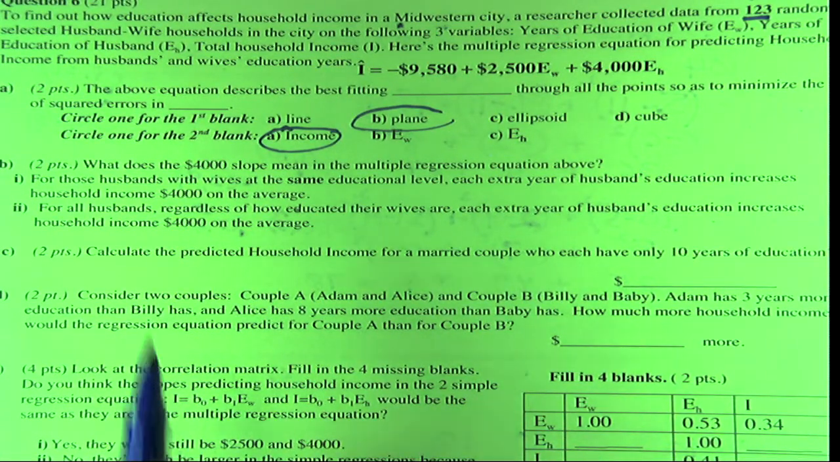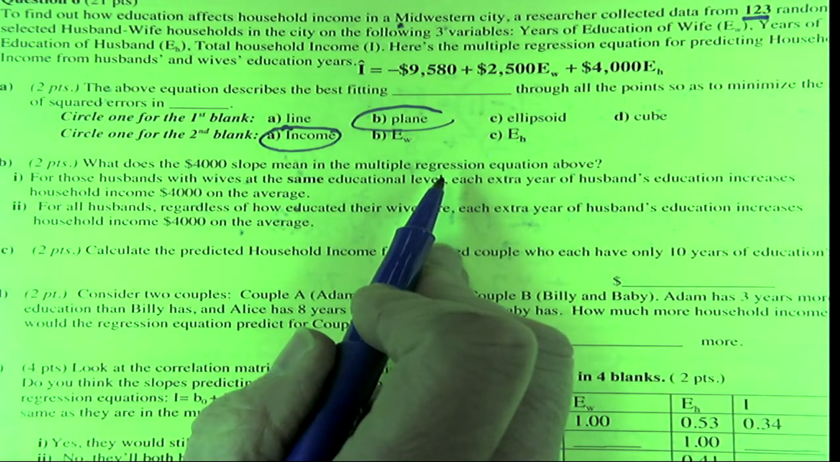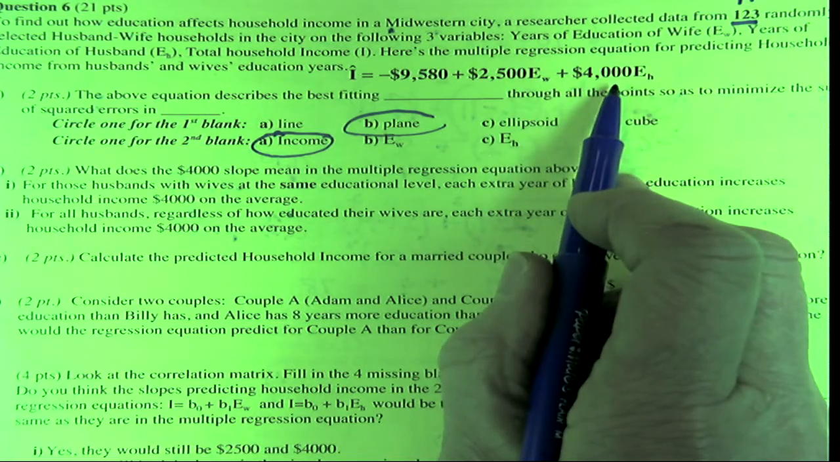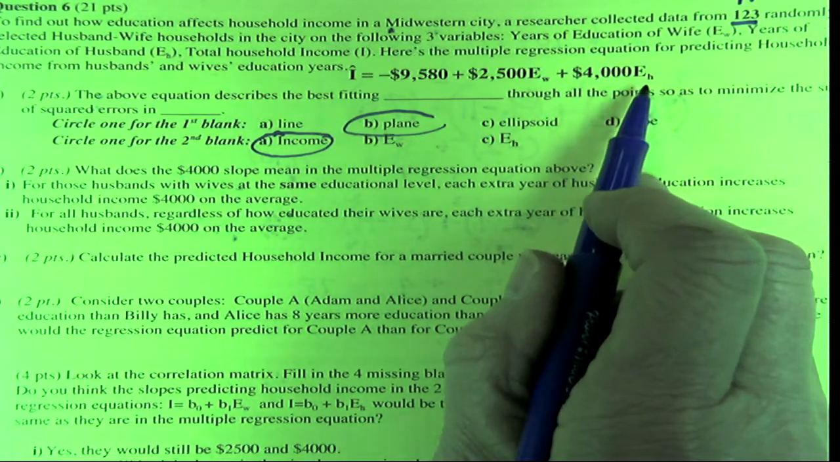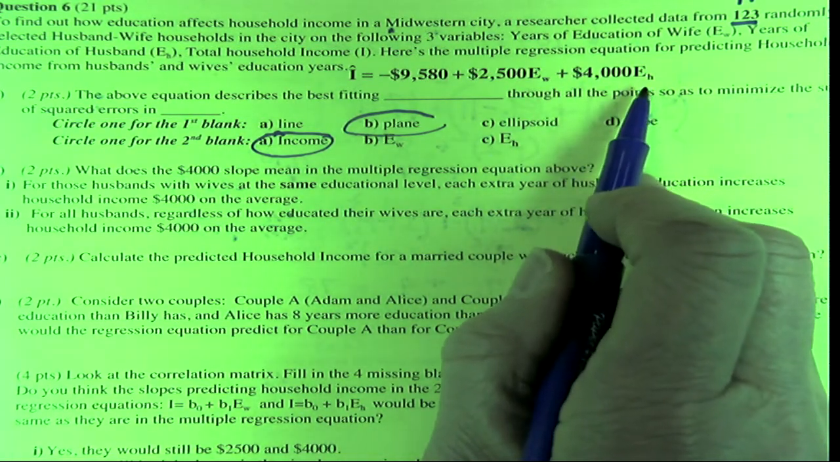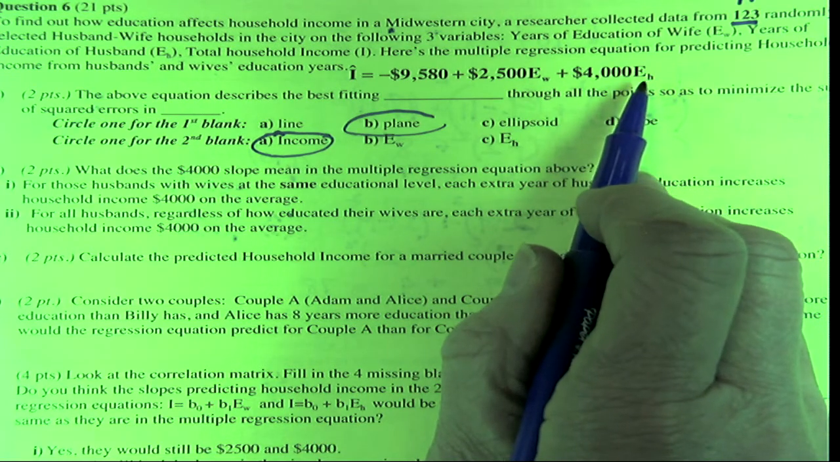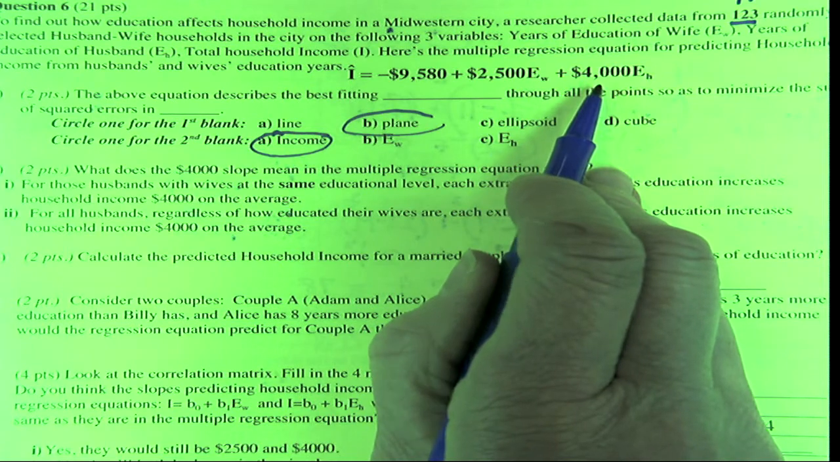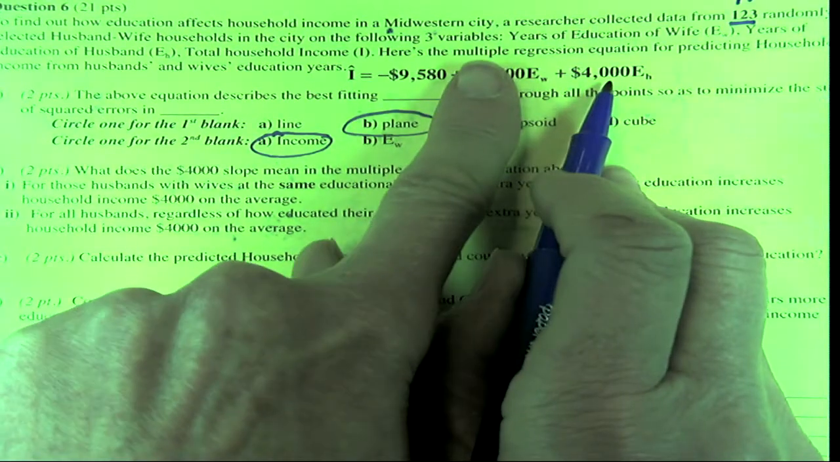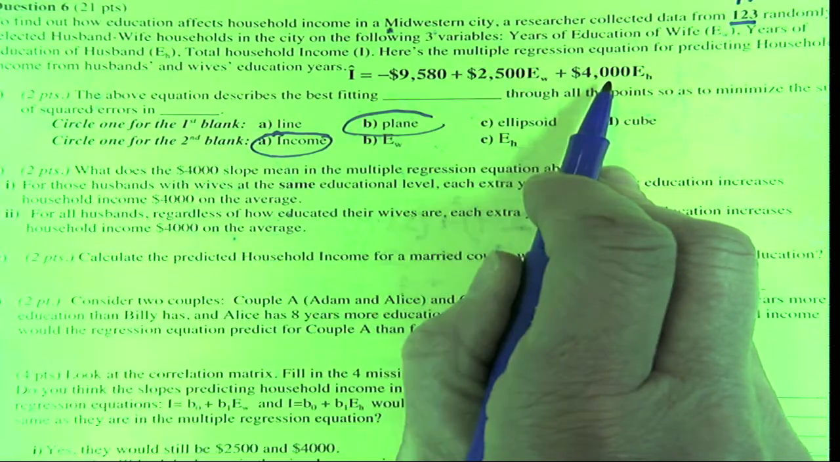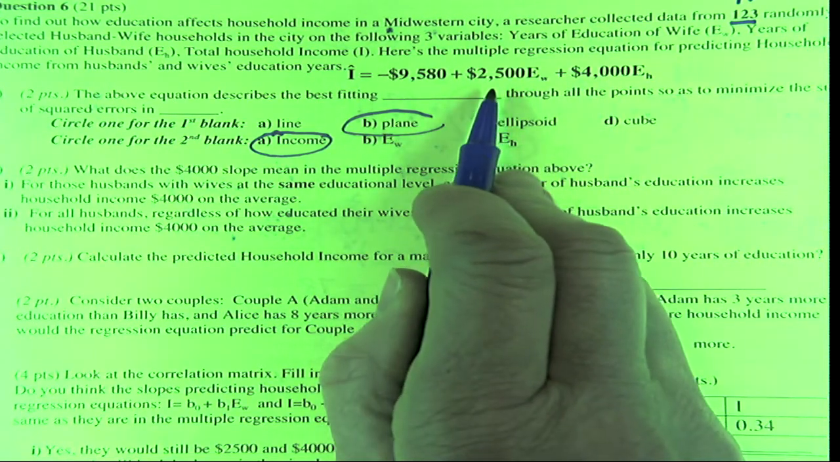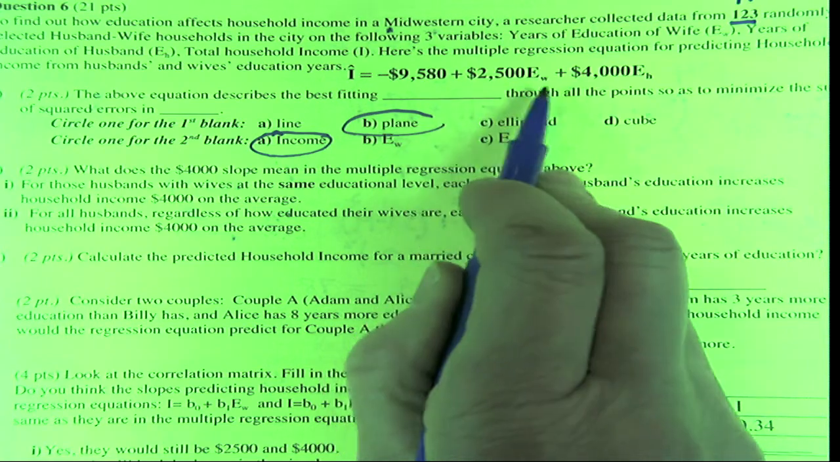Okay, so what does the 4,000 slope mean? And the multiple, this right here. What does that mean? Well, it's a slope in front of the education of the husband. So it says, for each additional year that a husband is educated, the household income will increase by $4,000. That's what it would mean just in a simple regression.